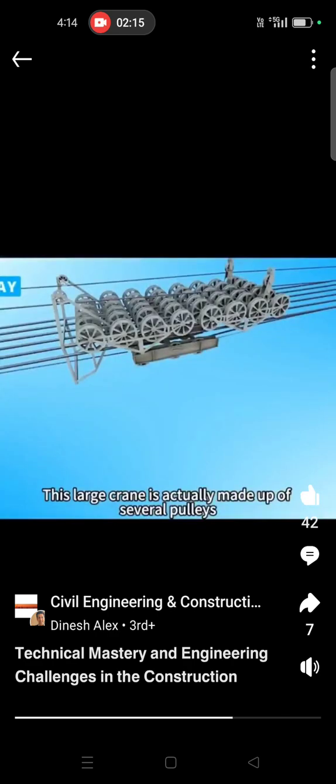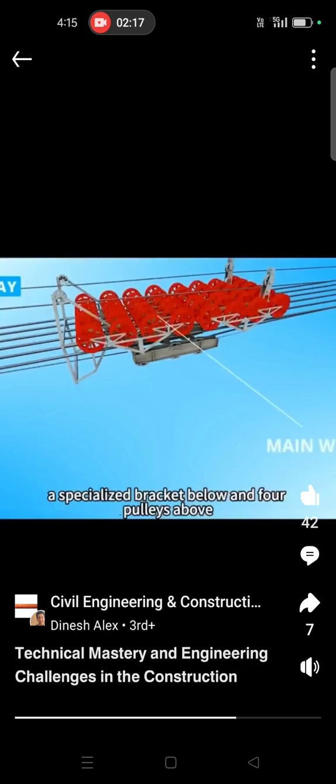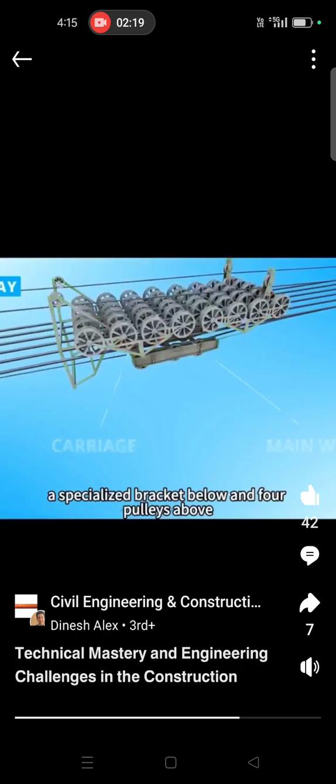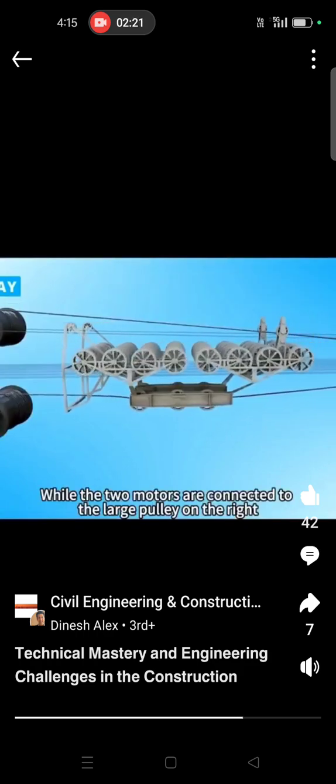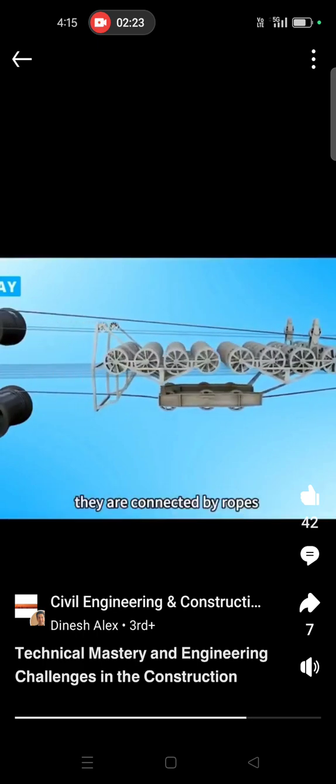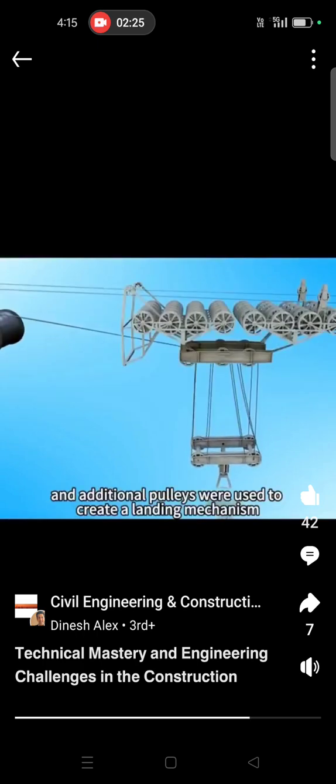This large crane is actually made up of several pulleys, a specialized bracket below and 4 pulleys above. While the 2 motors are connected to the large pulley on the right, they are connected by ropes, and additional pulleys were used to create a landing mechanism.